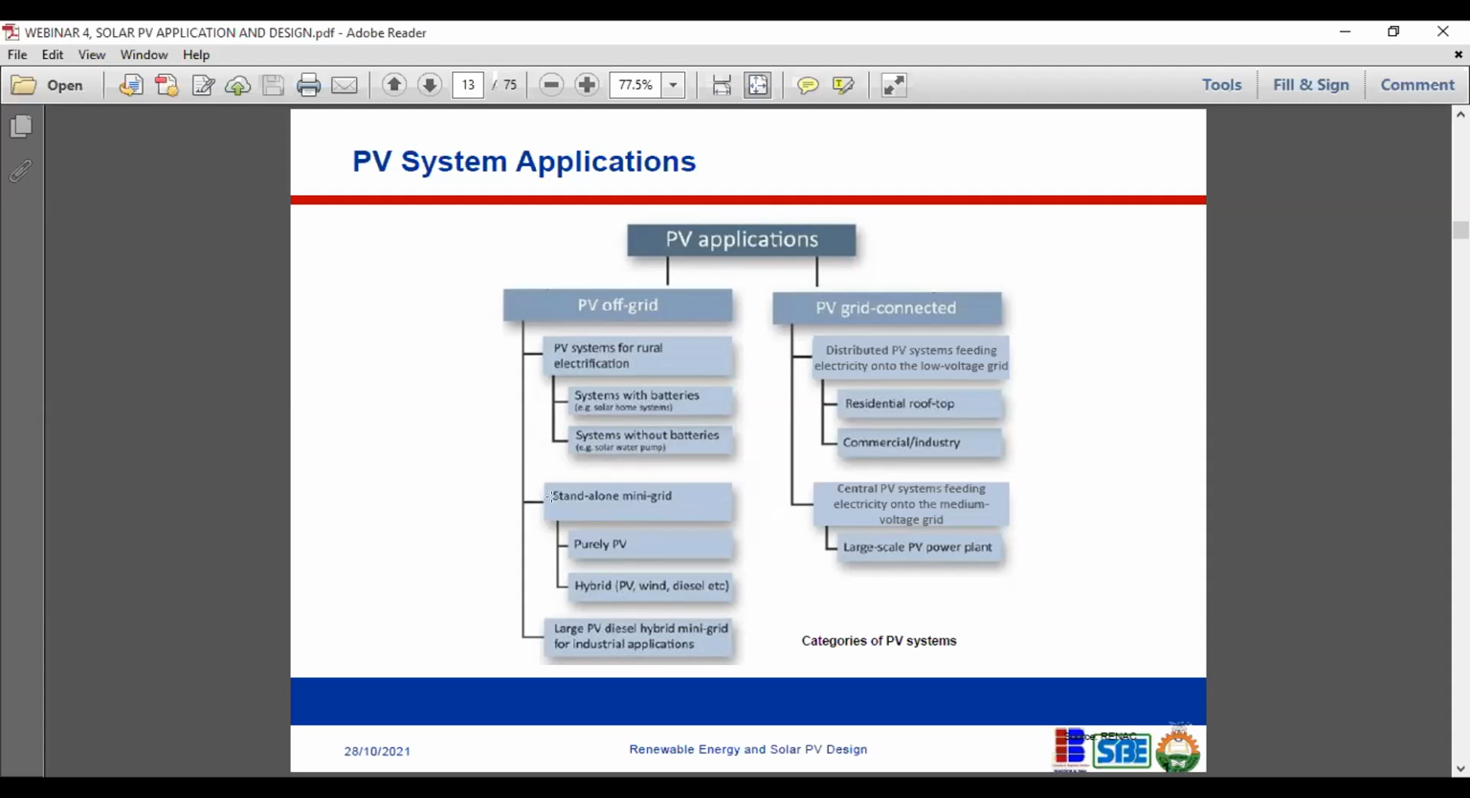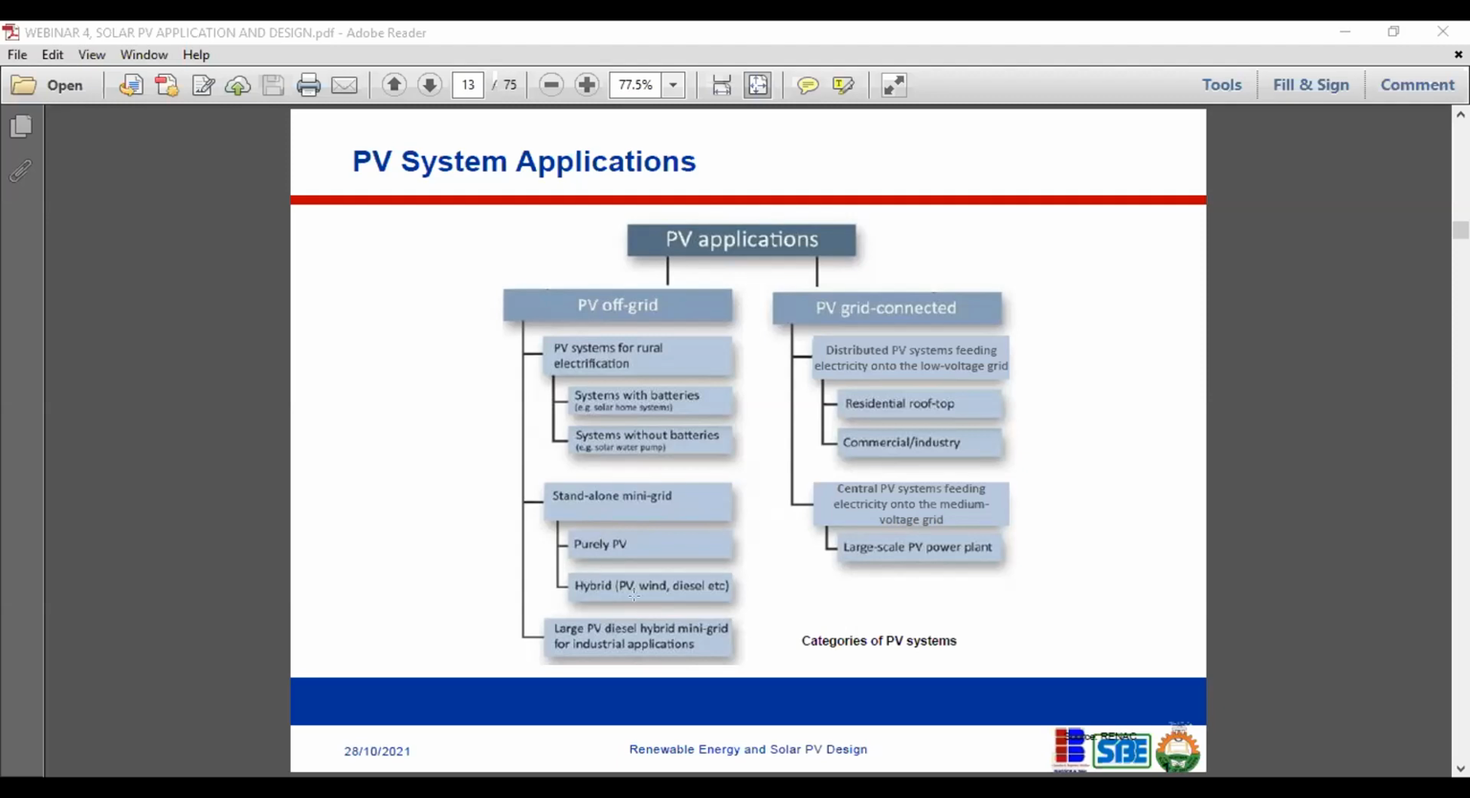So we have the standalone mini grid. You may have had so many conversations around mini grid in Nigeria, maybe the deployment of mini grid in some rural communities to electrify them. So this is a typical example of an off-grid solar system. Some of the examples of standalone mini grid is purely PV system, where you have a PV system with storage to provide electrification for rural communities.